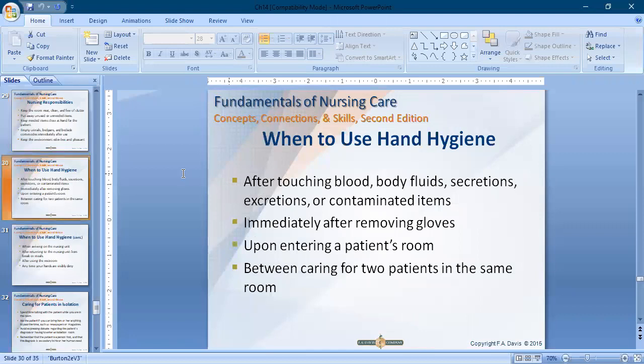Now go here, when to use hand washing, what you need to know. After touching blood, body fluid, secretions, excretions, or contaminated items, always wash the hands. Immediately after removing gloves, we have to wash the hands. Also, when entering the patient room, you should wash your hands. Between caring for two patients in the same room, you have to wash your hands.